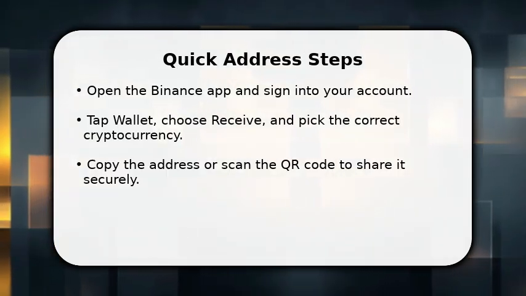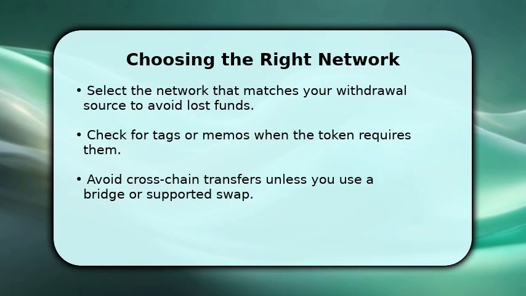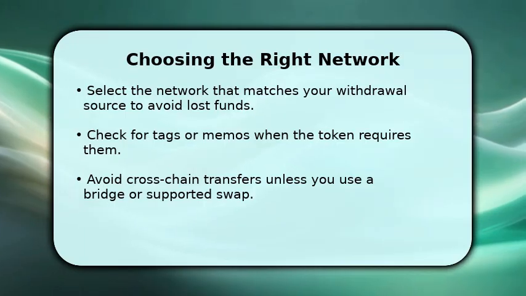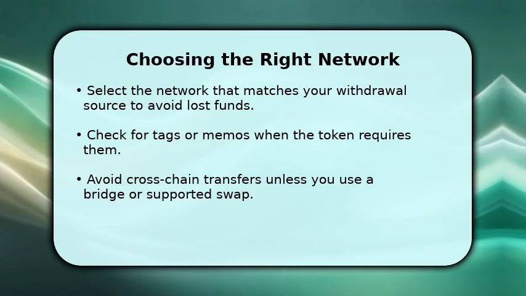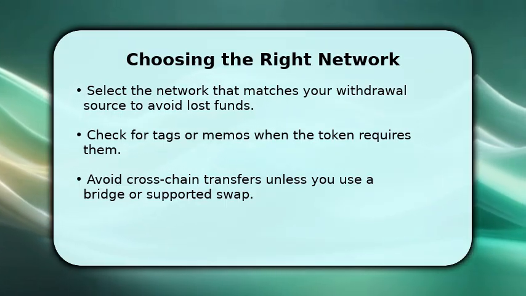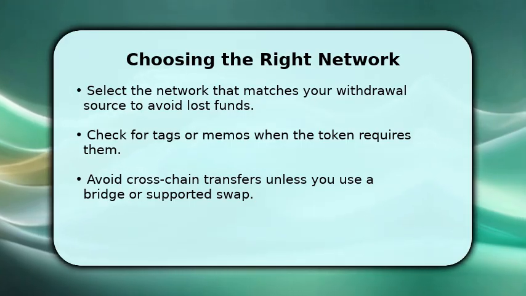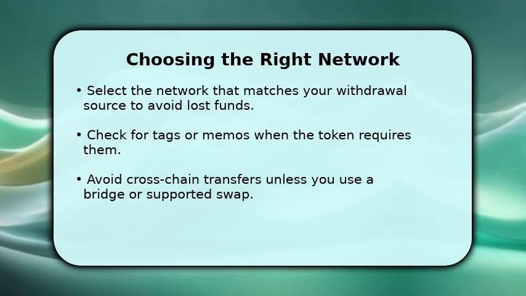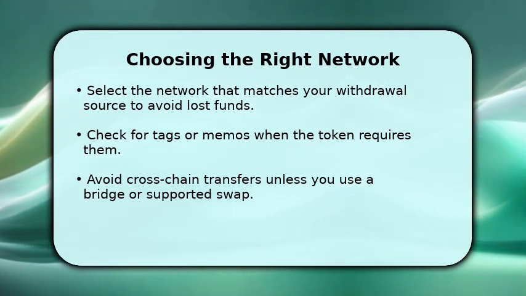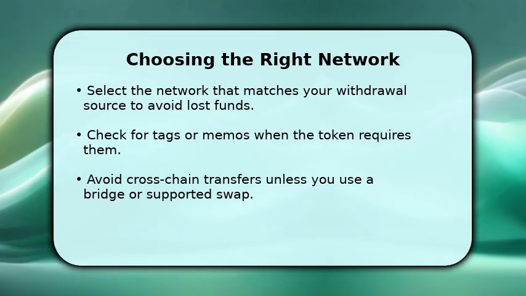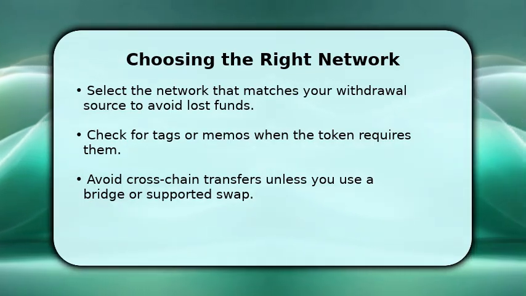before sending funds. When getting your Binance address, choosing the correct network is essential for safety. Look at the sending platform and match the network exactly, for example ERC20 versus BEP20, to prevent errors. Some tokens also require a tag or memo, so copy that field if present. If you're unsure, pause and confirm with the sender platform, because mismatched networks can lead to irreversible loss of funds and extra recovery hassle. Protecting your address matters as much as getting it.